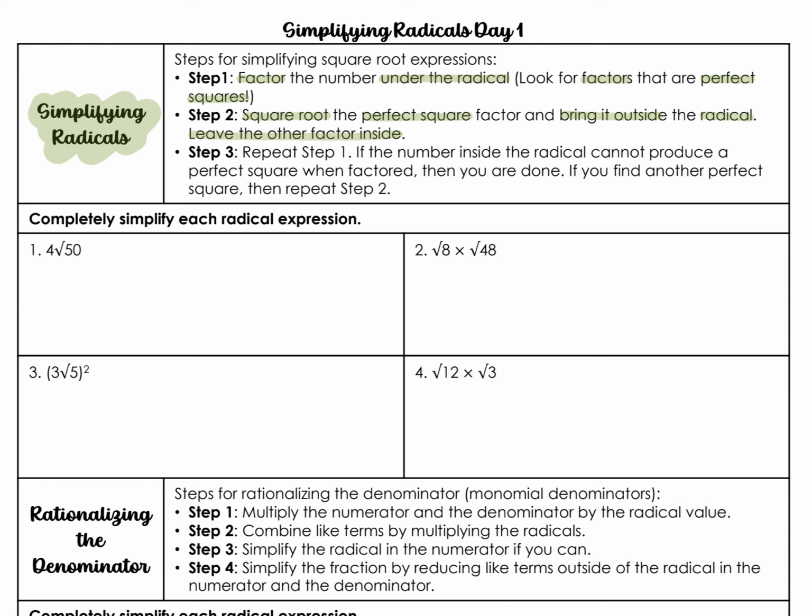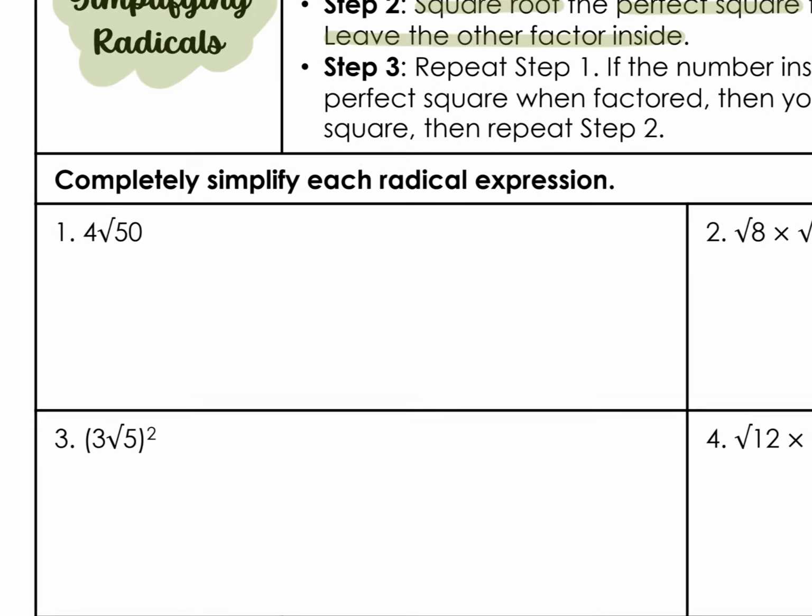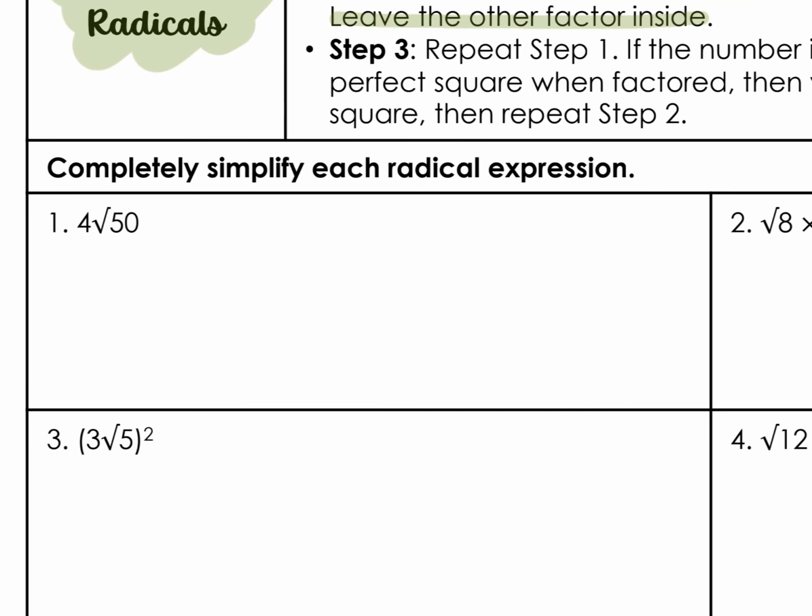Okay, so let's look at our practice problems down below. We've got completely simplify each radical expression. Okay, so starting off, I'm going to look at that square root of 50 and I'm going to factor it. So I have some factors for 50, could be 25 and 2. And then I will usually cross them off once I factored it. And so then that 25 can be factored into 5 times 5.